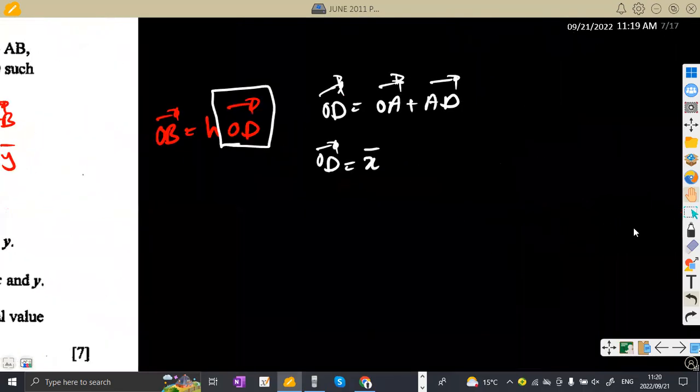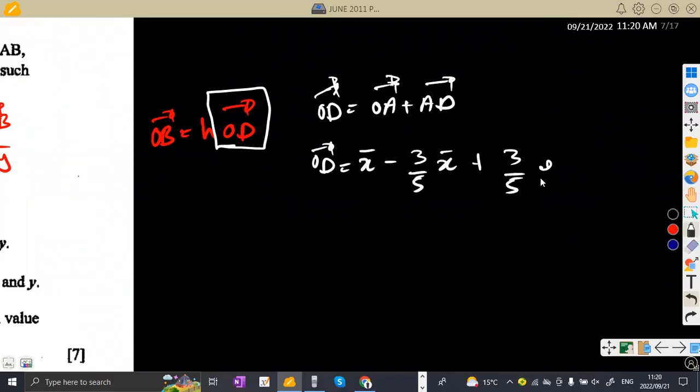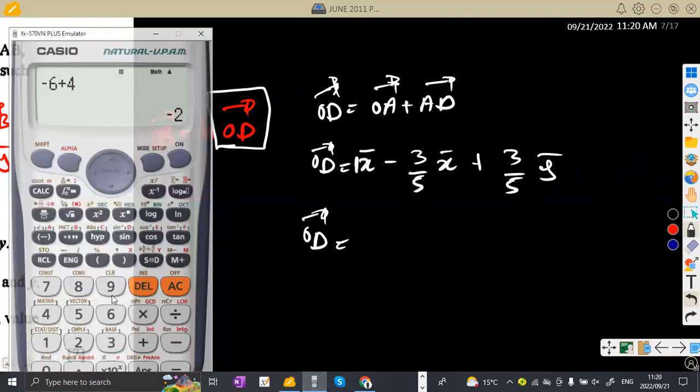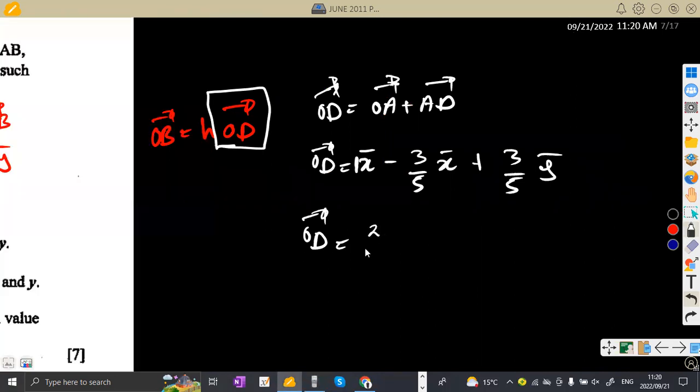So we've got minus 3 over 5 x plus 3 over 5 vector y. Collecting like terms, this is 1 minus 3 over 5. On your calculator, you can simply subtract 1 minus 3 over 5, which is going to give us 2 over 5. So we're going to have 2 over 5 x plus 3 over 5 y. This is your vector OD.